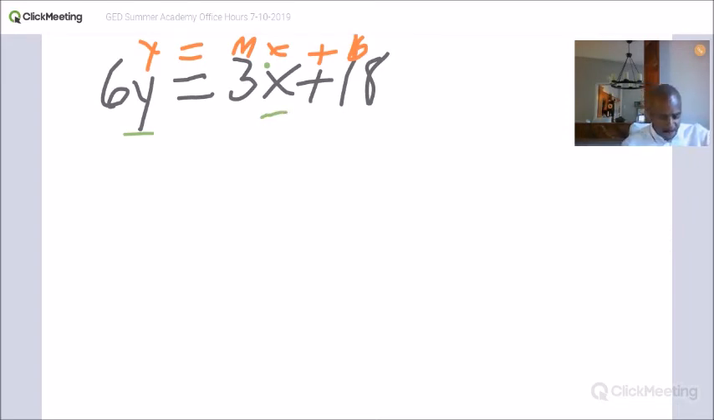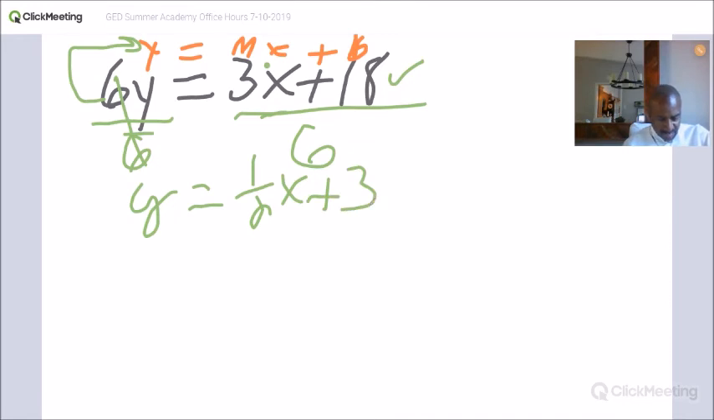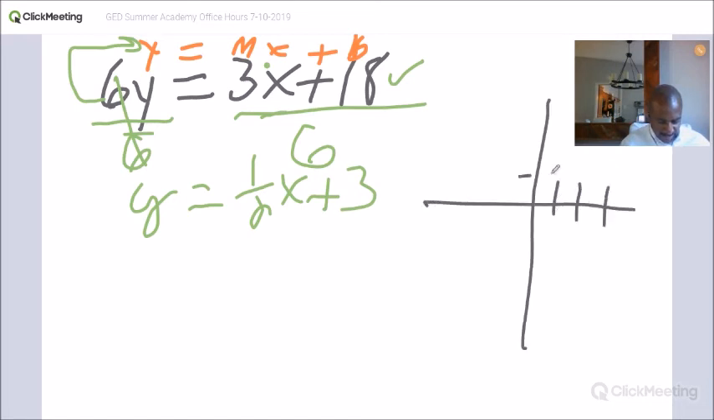So here's what you would have to do. You want to get what we have here into this form here. So we want to get rid of the 6. I'm going to divide this side by 6, and I'm going to divide this side by 6. That cancels out and gives me y. And then 3 divided by 6 is 1/2. So that's 1/2 x plus 3. And from there, that's where we're talking about graphing the equation of a line.